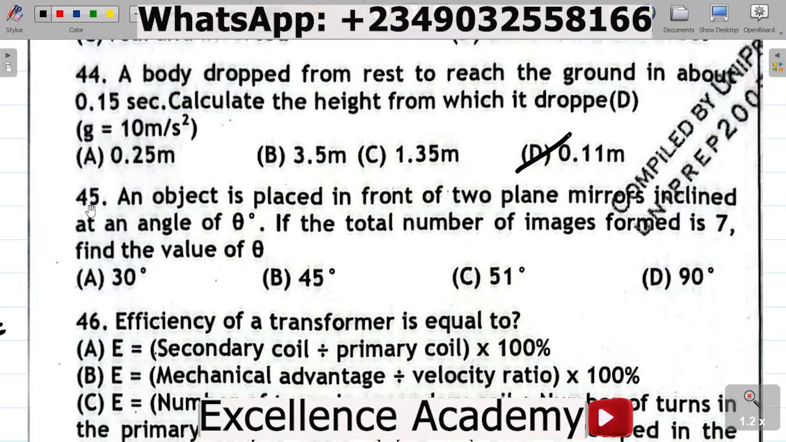Next up, question 45. 45 says an object is placed in front of two plane mirrors inclined at an angle of theta. If the total number of images formed is 7, find the value of theta. A, 30 degrees; B, 45 degrees; C, 51 degrees; D, 90 degrees.